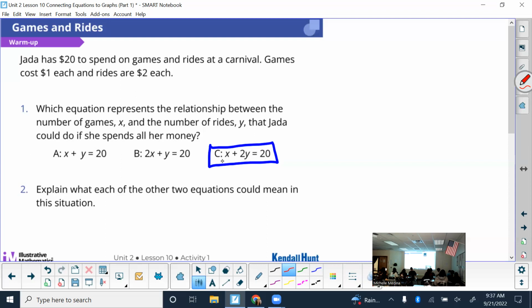Good. So that kind of leads into this next part, which I'm going to ask you to think about and then discuss in your team: what each of the other two equations could mean. So this one shows me that games cost $1 each, rides cost $2 each. What does the 20 represent? The total amount. Usually on your equation, the part that's alone is a total of something, right? So think first about what these other two could represent in this situation.